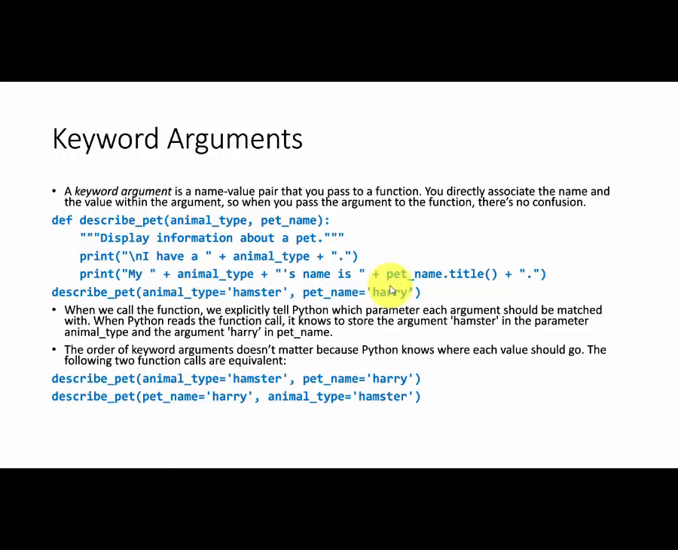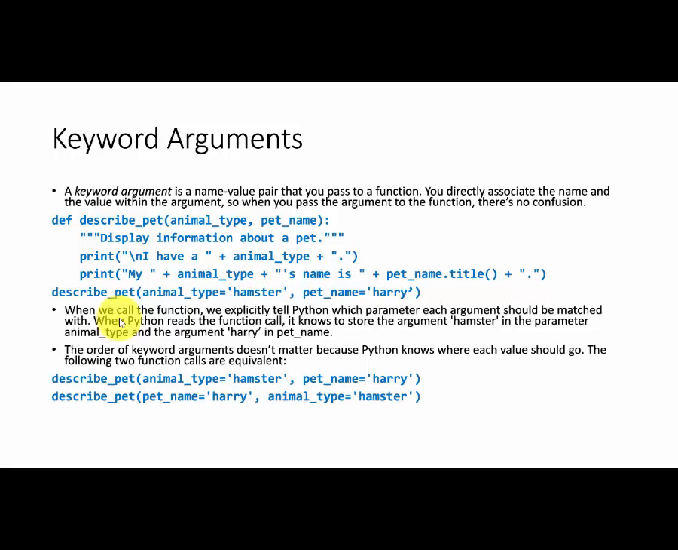So passing the keyword argument is a name and value. So what is the car name? Toyota. And what is the car type, like sports, and car name is Toyota, you can say. So this is the name and value pair you can pass to a function. So you can directly relate the name and value within the argument. So this is the name and this is the value for the animal type. Okay. So when you call the function, Python will match each parameter with each argument.